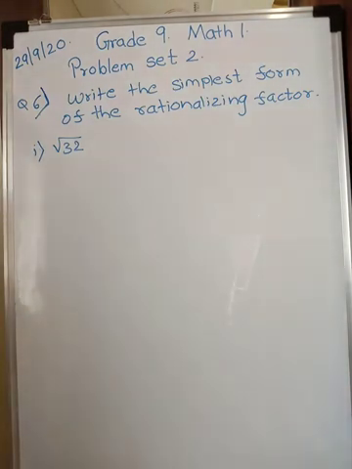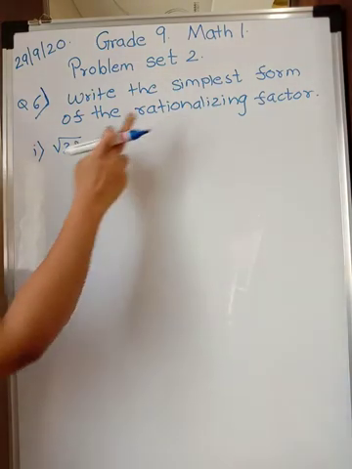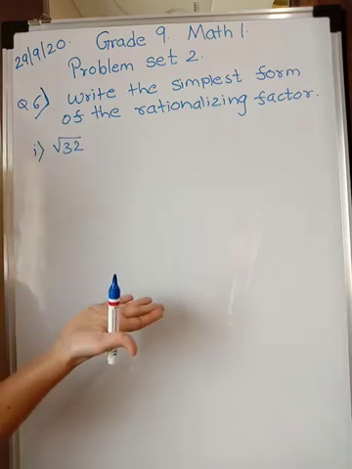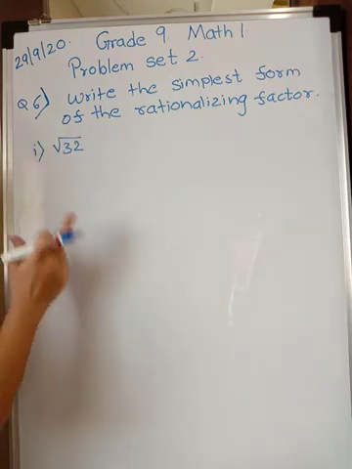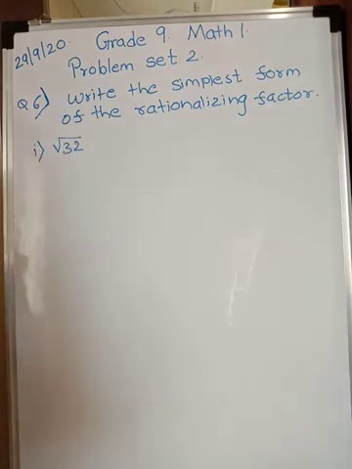Now write the simplest form of the rationalizing factor. What do you mean by rationalizing? The number which is going to convert an irrational number into a rational number. That is the rationalizing factor. Now this is a surd. This value is going to be irrational. Then only we call it a surd.